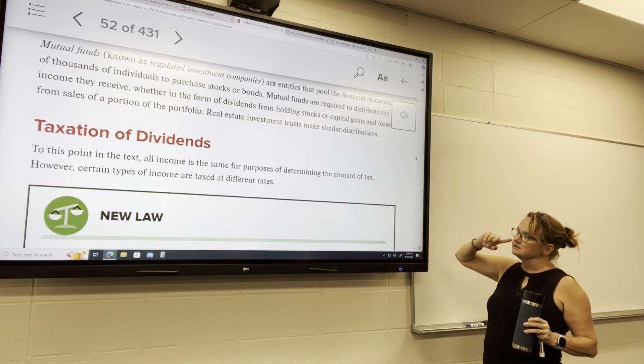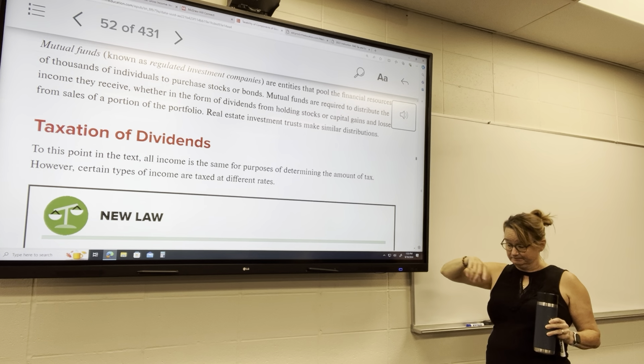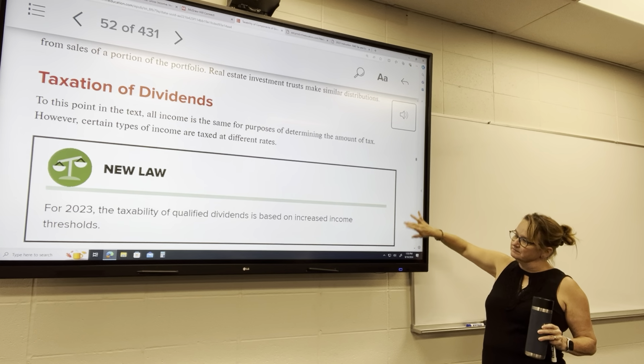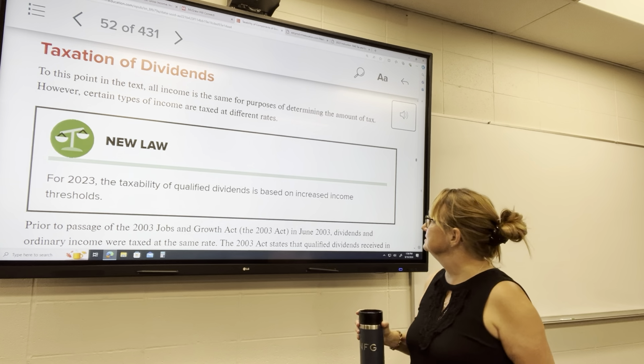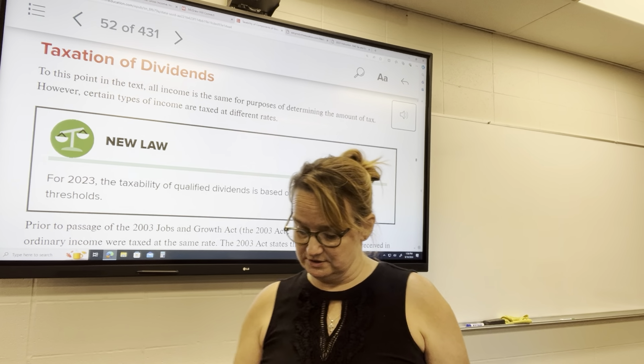So far, we have talked about one tax rate for all types of income. However, certain types of income are taxed at different rates.